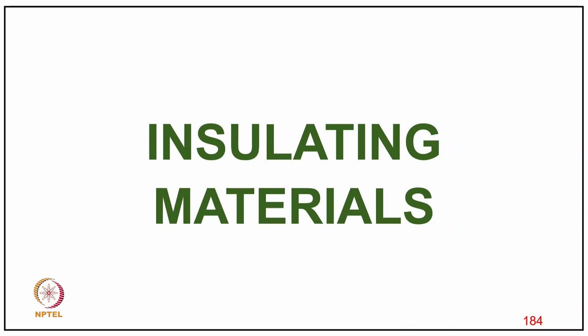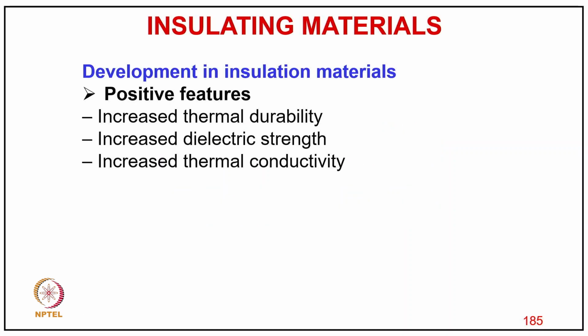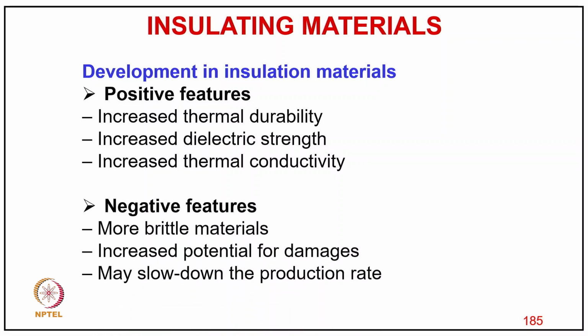Now coming to insulating materials, we have different kinds of insulating material. The insulation is put on the conductors so that current is confined within the conductor cross-section area. In the development of insulating material, the positive features are increased thermal durability, increased dielectric strength, and increased thermal conductivity. The negative features are more brittle material, increased potential for damage, and it may slow down the production rate.